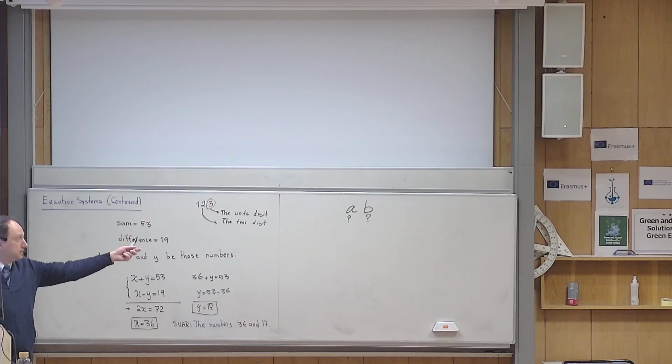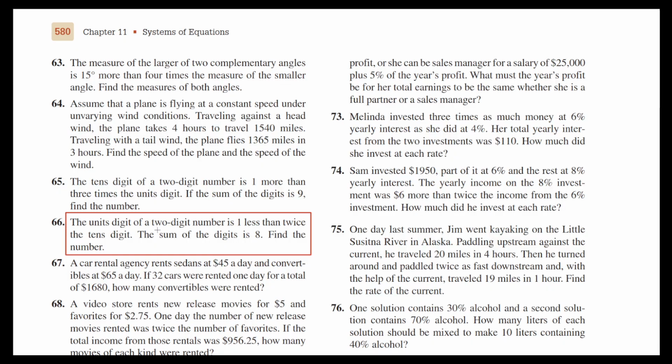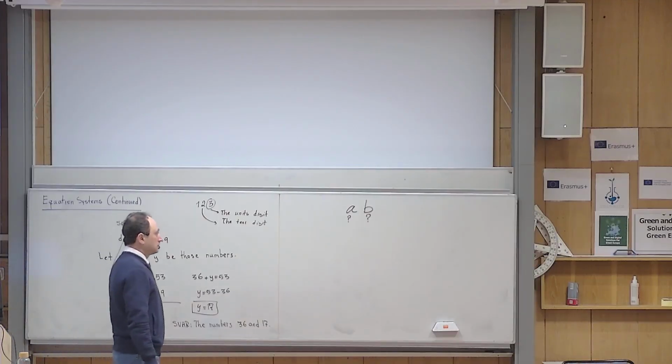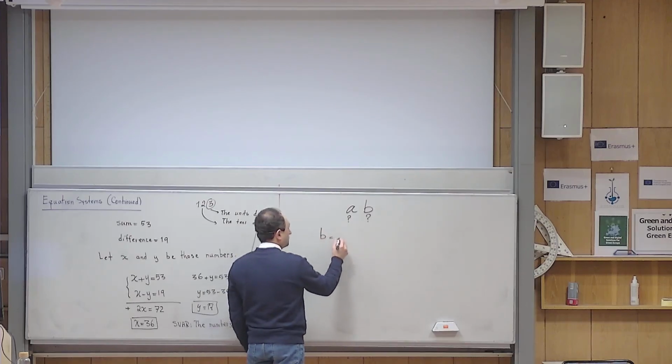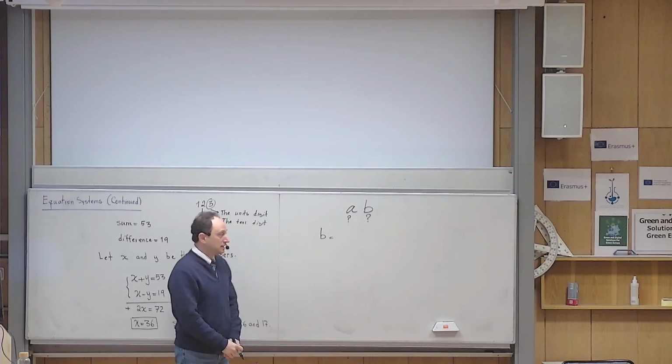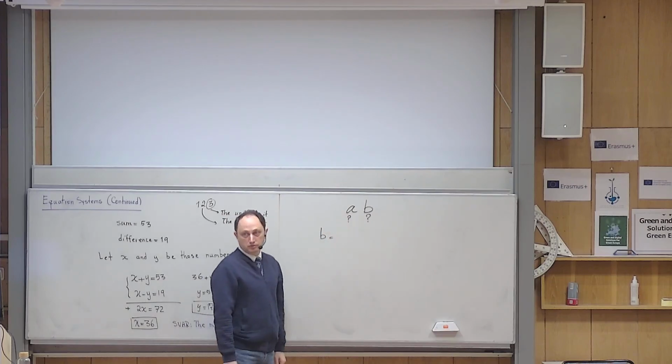On the board, A, B. The units digit means which one? B. The units digit of a two-digit number is one less than twice the tens digit. So how can you translate this? The units digit means B is 1 unit less than twice the tens digit.